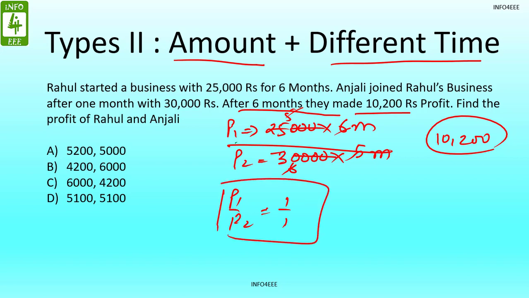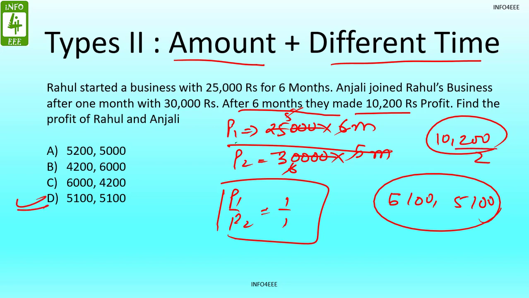So they will get the same profit, right? 1 is to 1 means the amount will be the same. So they will get 5100 and 5100, half of this. So answer D is the right answer.